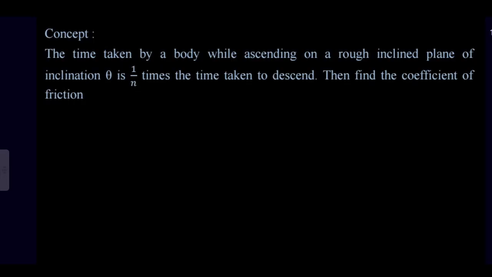The time taken by a body while ascending on a rough inclined plane of inclination theta is 1 by n times the time taken to descend. Then find the coefficient of friction. Ascend means going up. Descend means going down.